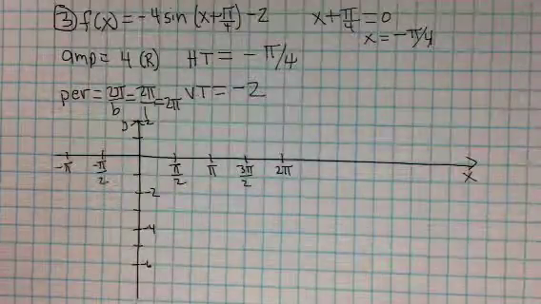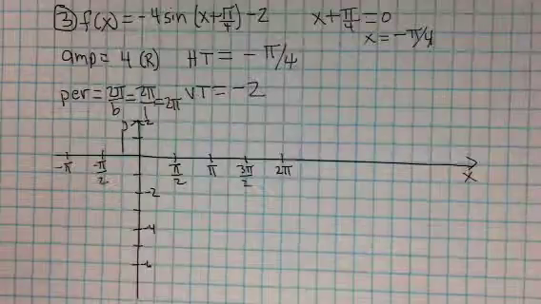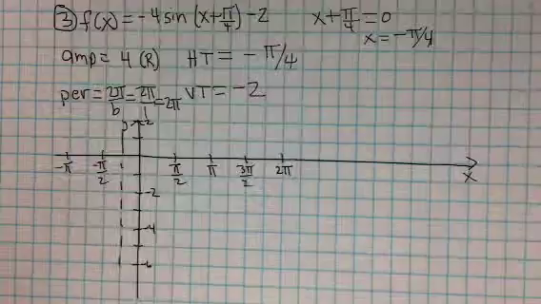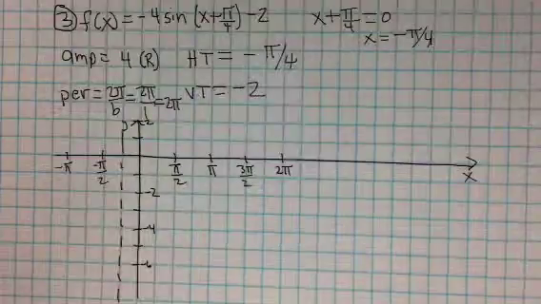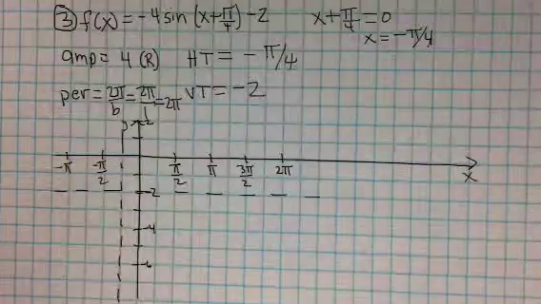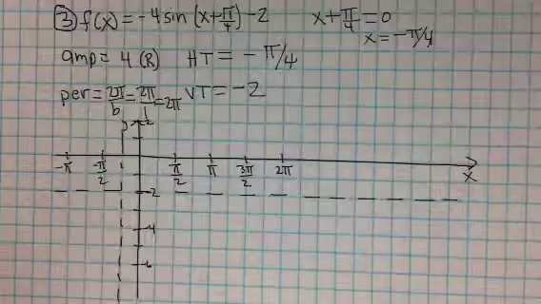So then I'm just going to have to make my vertical asymptote 1 square to the left. Okay, so that's my new 0. And then my horizontal asymptote is going to go 2 units down. So right here. Okay, and I'll extend it more to the right to draw my other period.